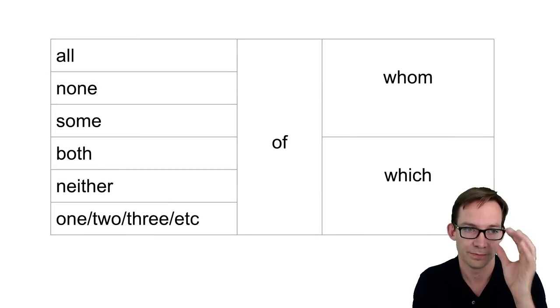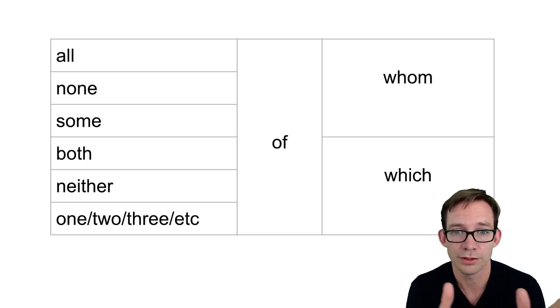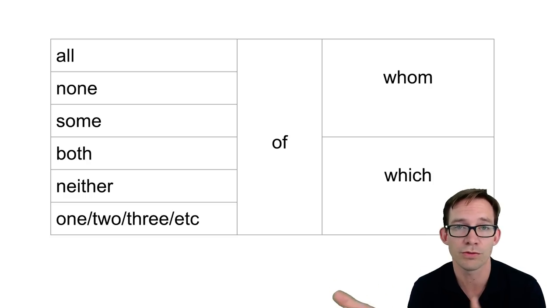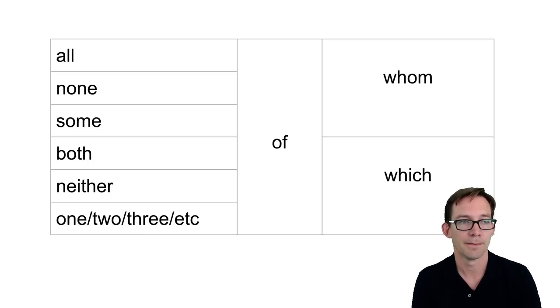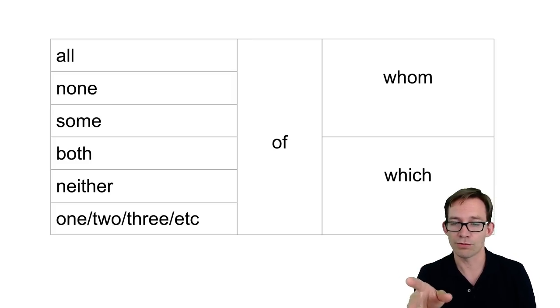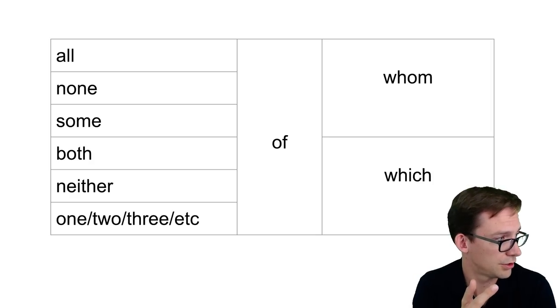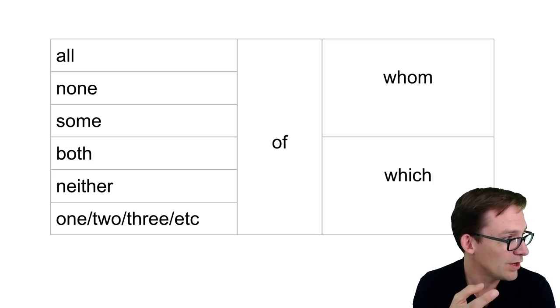Okay, now let's look at the construction. This is how it works. You will see all of whom, none of whom, some of which, both of whom, neither of which, the quantifiers plus of, and either of those 2 relative pronouns, whom or which, okay?